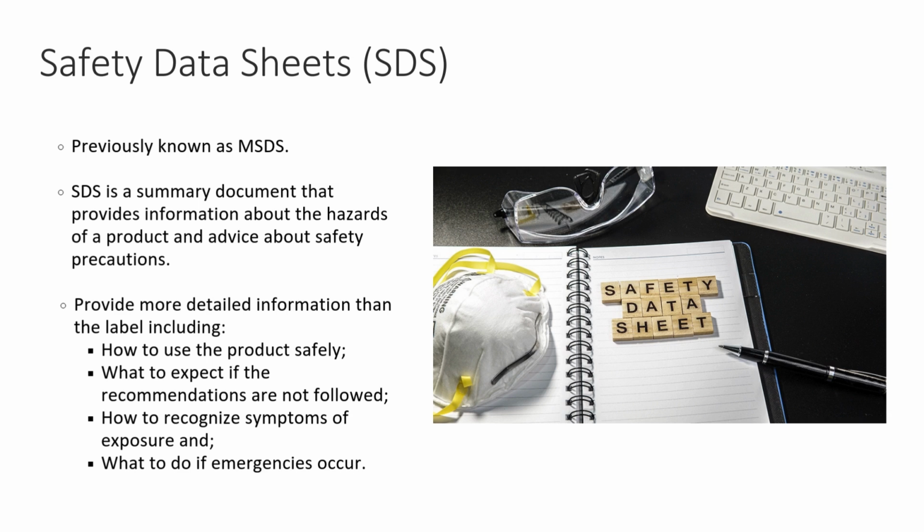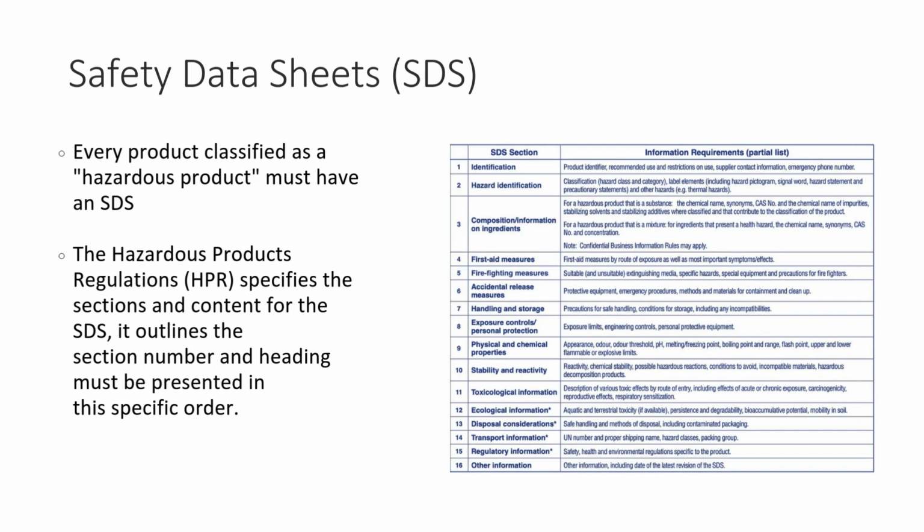A safety data sheet is a summary document that provides information about the hazards of a product and advice about safety precautions. They provide more detailed information than the label, including information on how to use the product safely, what to expect if the recommendations are not followed, how to recognize symptoms of exposure, and what to do if emergencies occur. Every product classified as a hazardous product must have an SDS.